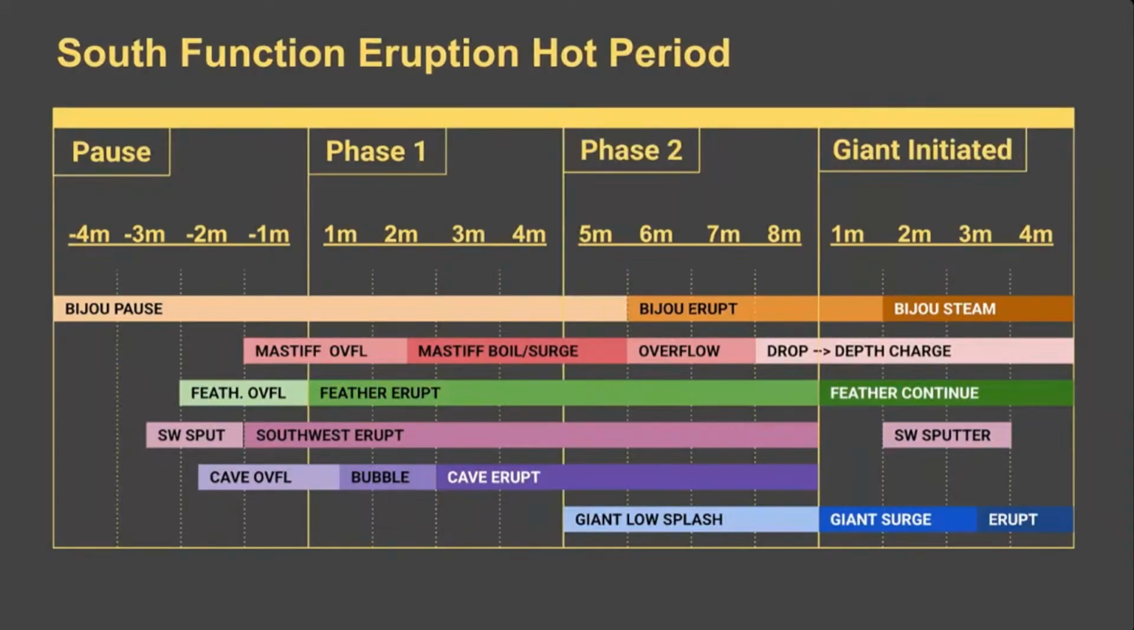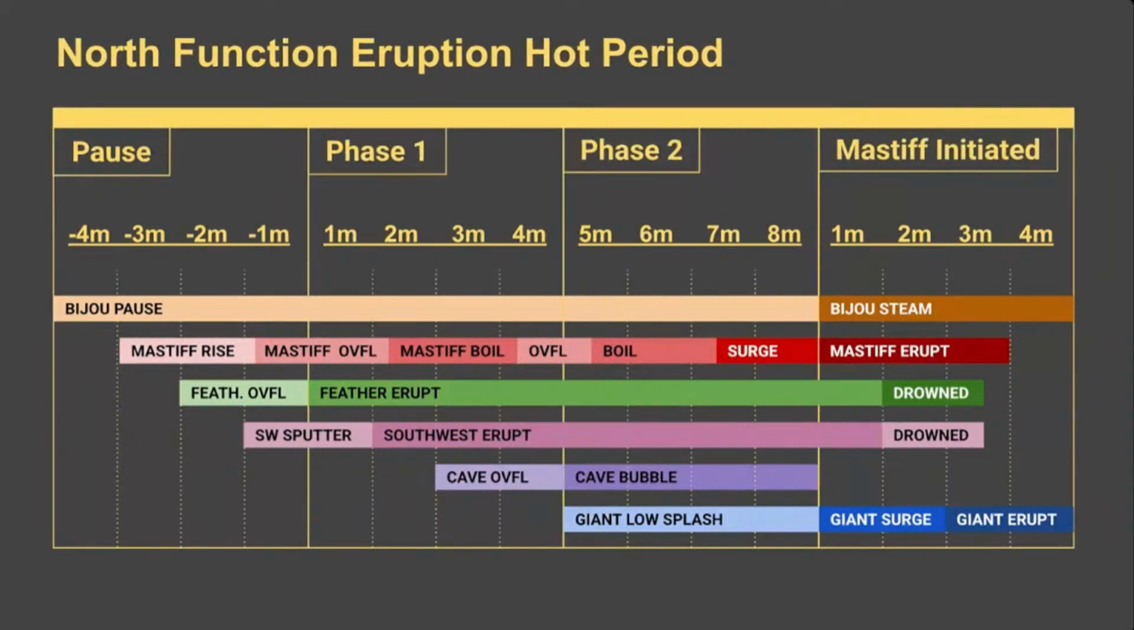And then the key here is that if the energy is towards the south, then it will be a giant initiated eruption. So in that restart phase of the hot period, giant's going to come up and start surging, and it's going to take charge of initiating the eruption. If energy is on the looker's left side over towards mastiff, that would be a north function eruption hot period, and mastiff is going to take charge in that case.